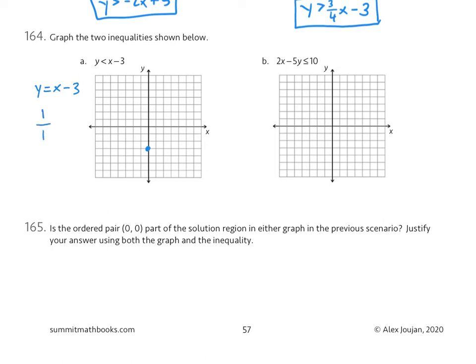So I can now go from the y-intercept and go up 1, right 1, up 1, right 1, up 1, right 1, and there's my boundary line. Something like that. However, I cannot graph the boundary line like this, because this inequality says y is only less than, so not less than or equal to, so I need to take away this line and make it dashed.